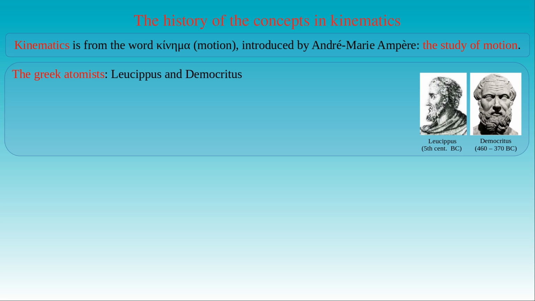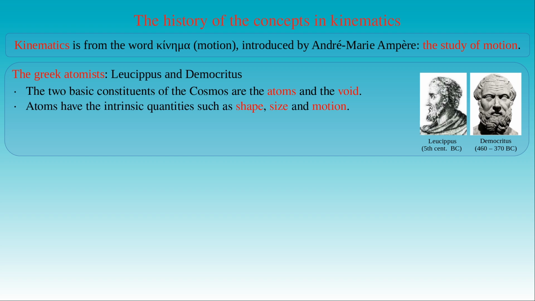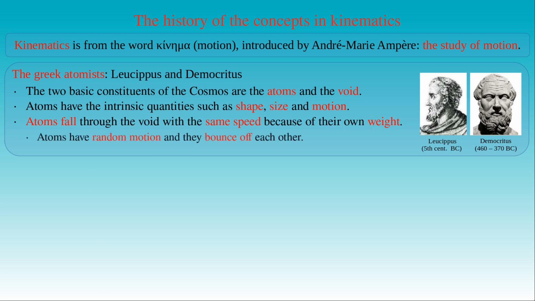They claim that the two basic constituents of the cosmos are atoms, which are tiny material particles indiscernible with human senses, and the void, in which the atoms exist. In their view, atoms have intrinsic quantities, which are the typical properties of material objects, such as shape and size, but they also considered motion as such an intrinsic quantity. According to the atomists, these atoms fall through the void with the same speed because of their own weight, but this motion is random, therefore atoms collide and bounce off each other during their fall.